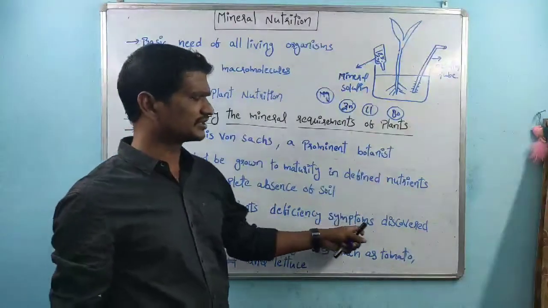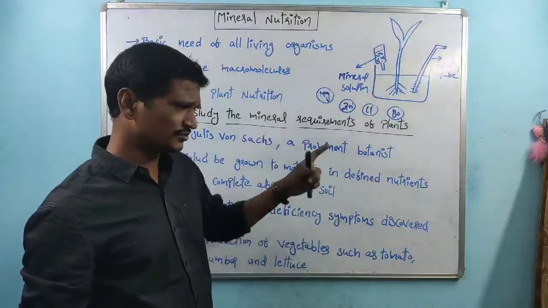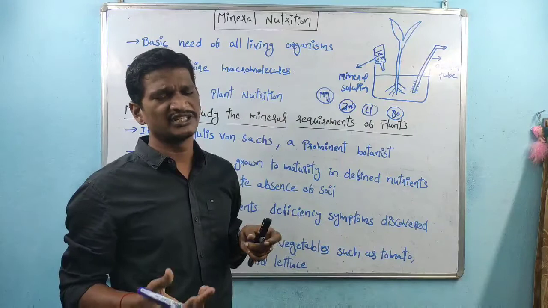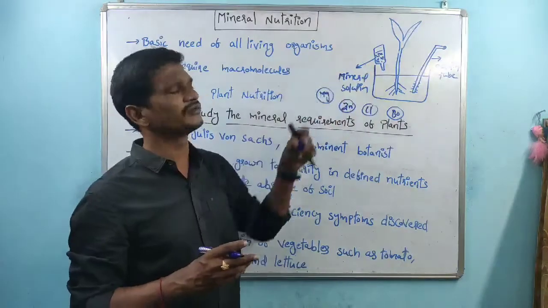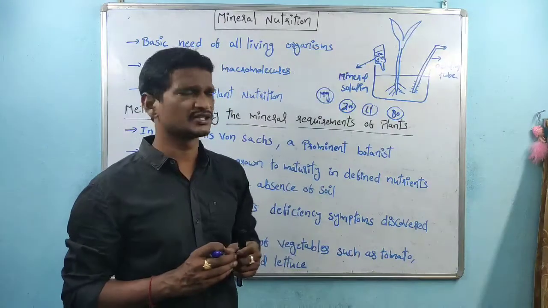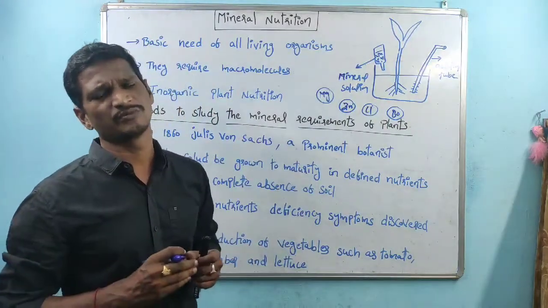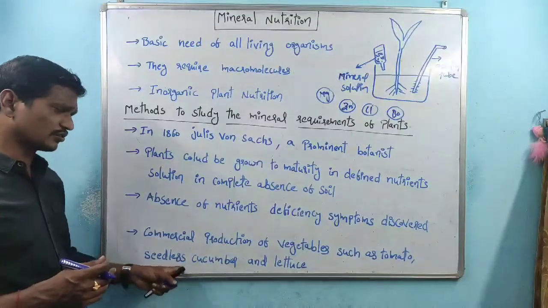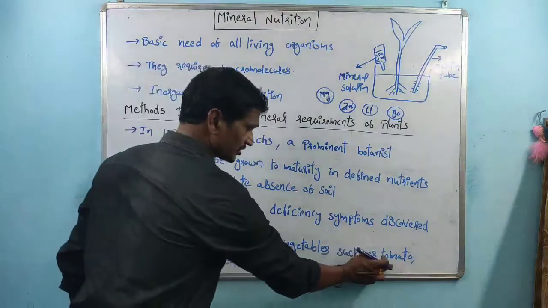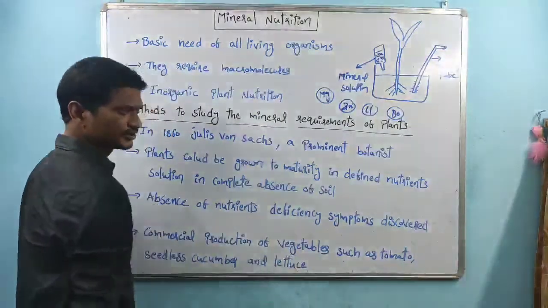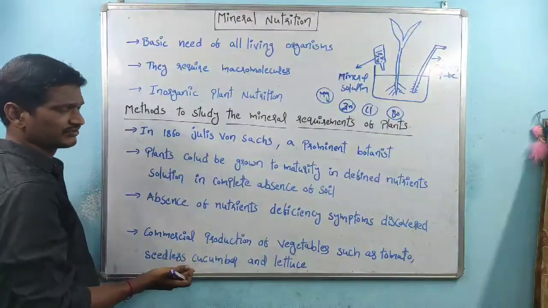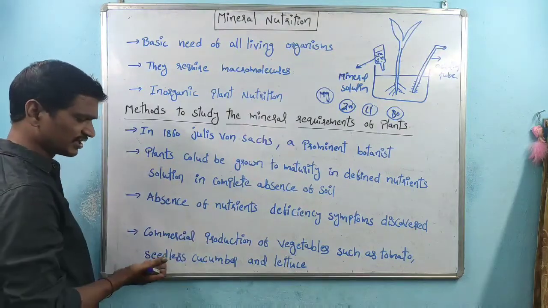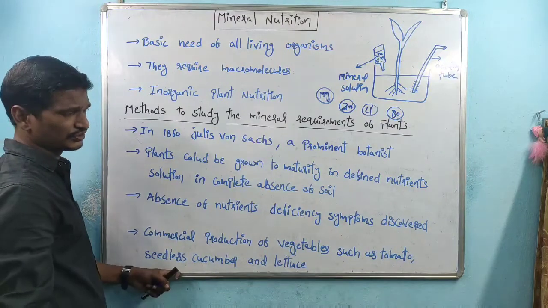Absence of nutrients, deficiency symptoms are discovered. Just now I said that is the relation between hydroponics and mineral nutrition. If any mineral is absent, the deficiency symptoms are discovered. That is the use of hydroponics. And not only that, commercial cultivation of hydroponics is very, very important nowadays, for commercial production of vegetables such as tomato, seedless cucumber and lettuce. Remember this. According to NCERT, tomato, seedless cucumber and lettuce are there. So this is one of the important bits.